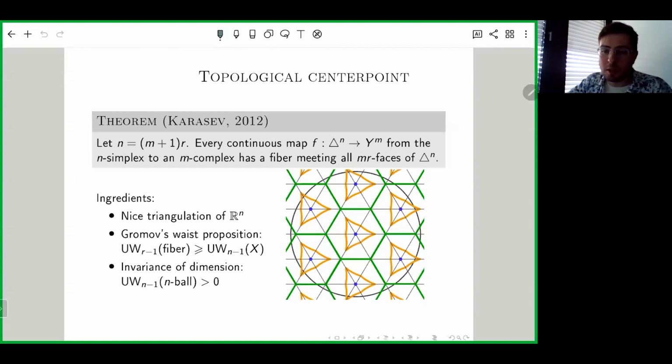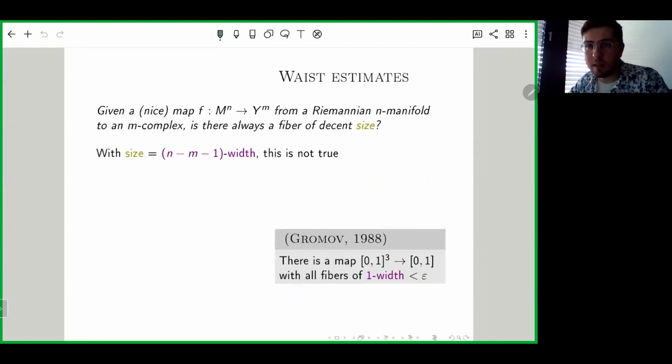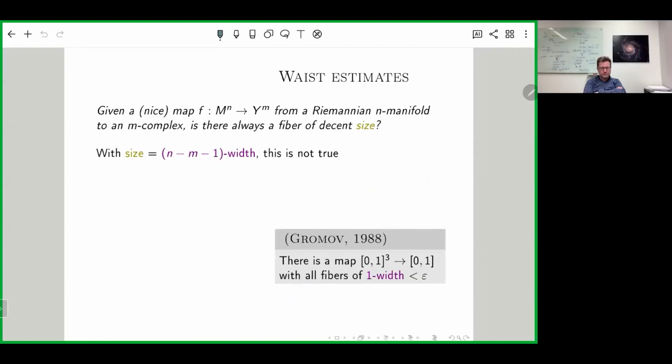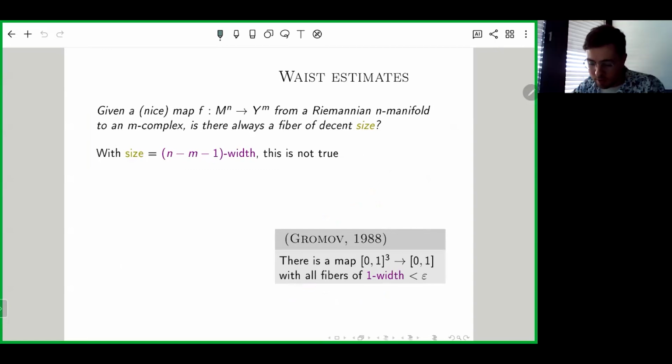Okay, good. I have, I guess, 15 minutes, right? Is that right? Then I want to sketch a few more results in the same direction.